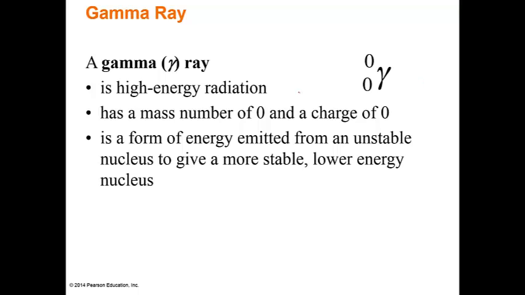Then we have gamma ray radiation. It's high energy radiation. It has a mass number of 0 and a 0 charge. Okay, it's a form of energy emitted from an unstable nucleus to give a more stable, lower energy nucleus. Gamma radiations form when these guys are trying to become stable. They're like, man, this is just not working out. So you get voted off the island, and it goes boom, flying out.